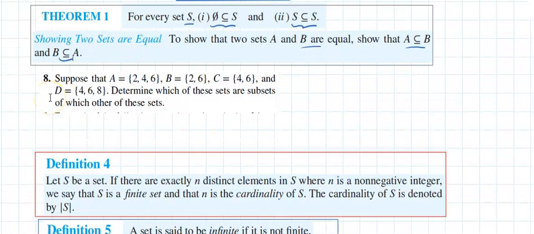So here, problem number 8 says, suppose A is {2, 4, 6}, B is {2, 6}, C is {2, 4, 6}, and D is {4, 6, 8}. So we notice those two elements are right there, and right there. But 8 is not in A and 2 is not in D. So first we say each set is a subset of itself. That's traditional, that's normal. So A is a subset of A, B is a subset of B, C is a subset, oops, wrong notation.